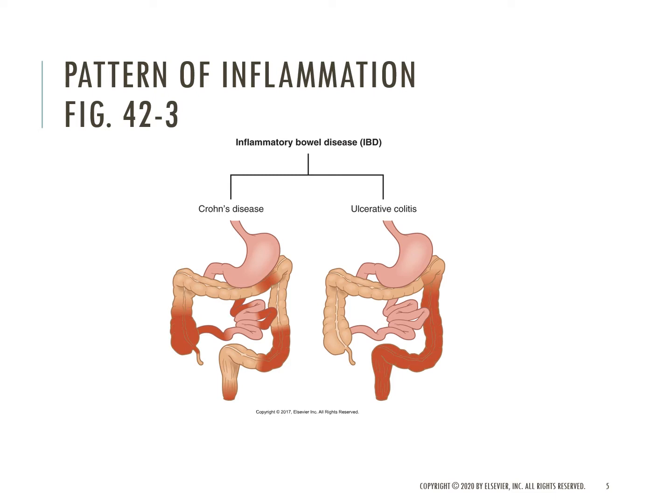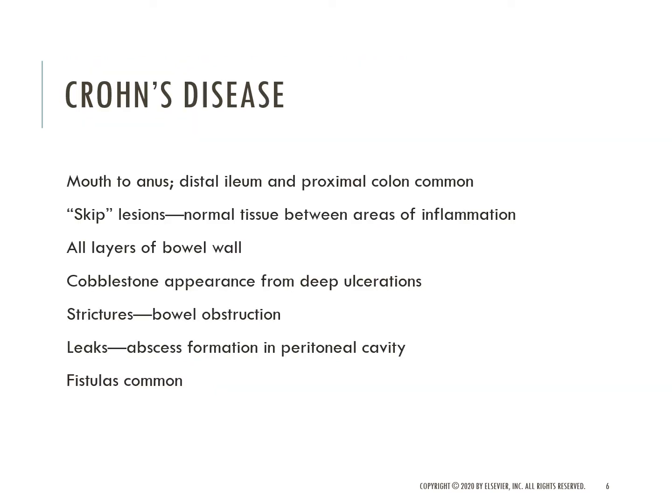So we see here a picture of Crohn's disease and ulcerative colitis. You can see the difference. In Crohn's disease, there are those skipped lesions, and ulcerative colitis is more limited to one area of the colon. With Crohn's disease, again, this can occur anywhere from the mouth to the anus, characterized by those skipped lesions, and it does affect all layers of the bowel wall.